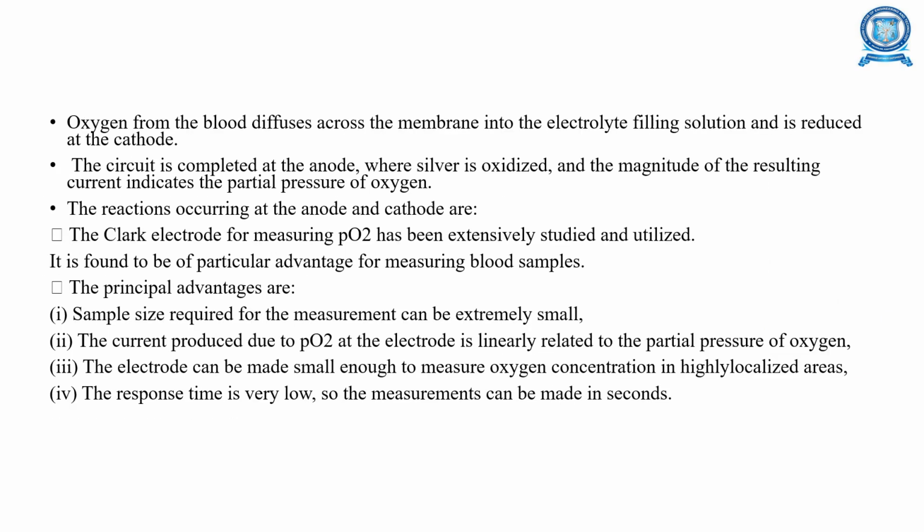Oxygen from the blood diffuses across the membrane into the electrolytic filling solution and is reduced at the cathode. The principal advantage is that the sample size required is extremely small. The current produced due to PO2 at the electrode is linearly related to the partial pressure of oxygen. The response time is very short, so the measurement can be made in seconds.